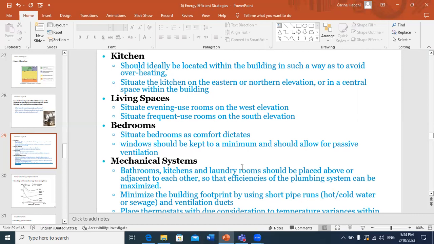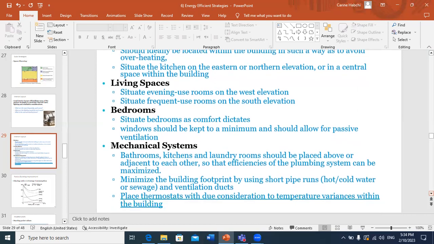You know that if you have large distances, this will reduce the efficiency of operation of the system and will increase the energy bills. We should minimize the building footprint by using short pipe runs, for hot and cold water or sewage, and ventilation ducts. We should place thermostats with due consideration to temperature variation within the buildings.